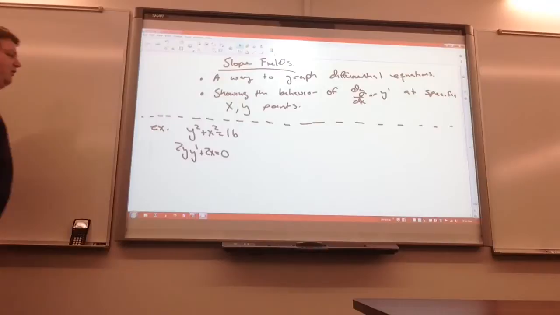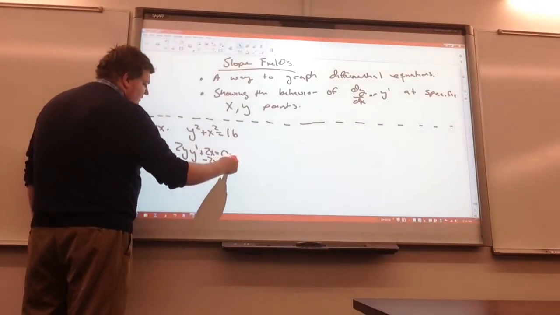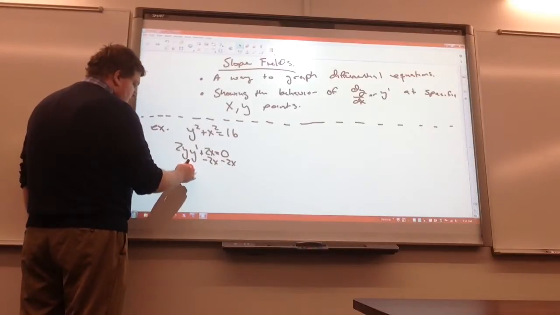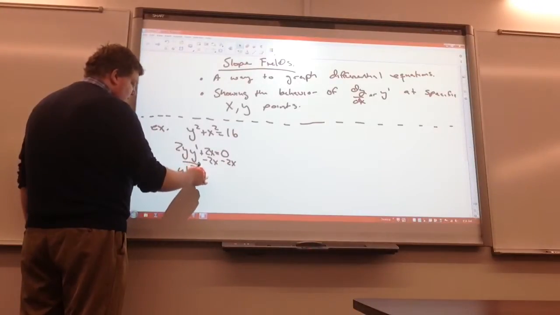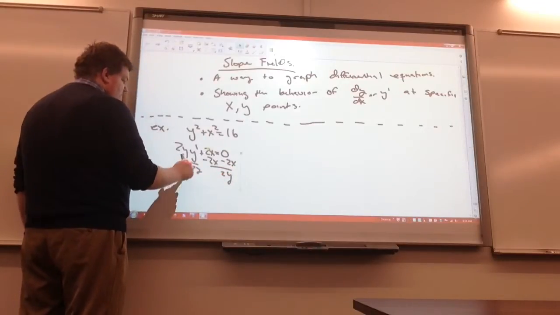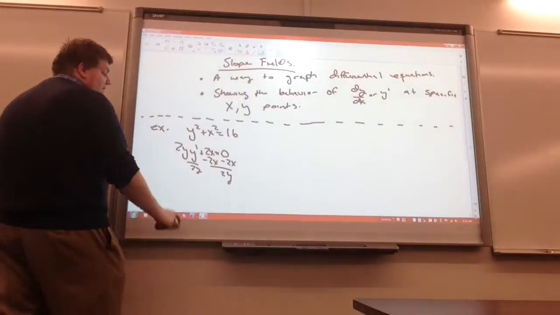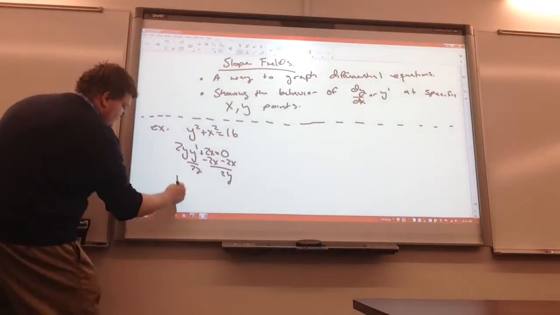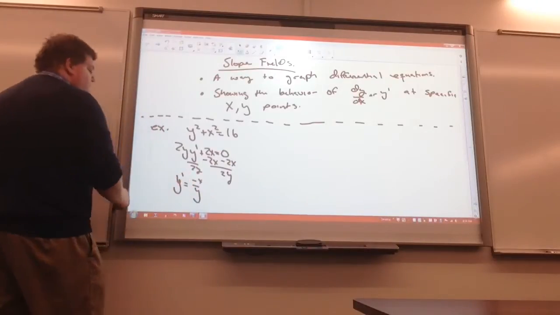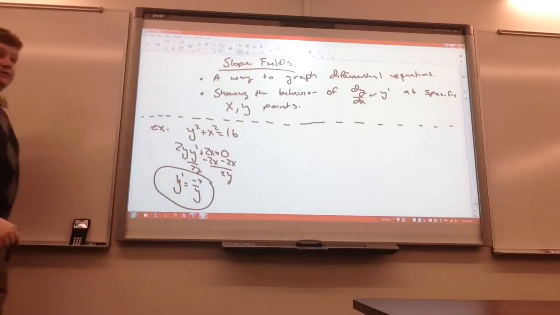Okay? So we solve for y prime here. I'm going to subtract 2x from both sides, and then divide by 2y on both sides. I'm going to get that y prime is equal to negative x over y, and this is what I use to make my slope field right there.